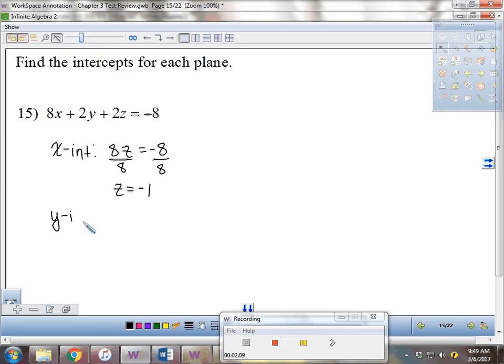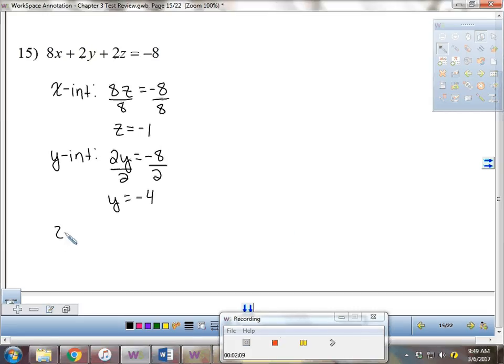So for the y-intercept, I would do the same thing, but I'm plugging 0 in for the x and the z. So that leaves me with the 2y, and set that equal to -8. Divide by 2, y is -4. And then my z-intercept, I'll do the same thing, but plug 0 in for x and y. So that leaves me with 2z is equal to -8. Divide by 2, and z is -4.